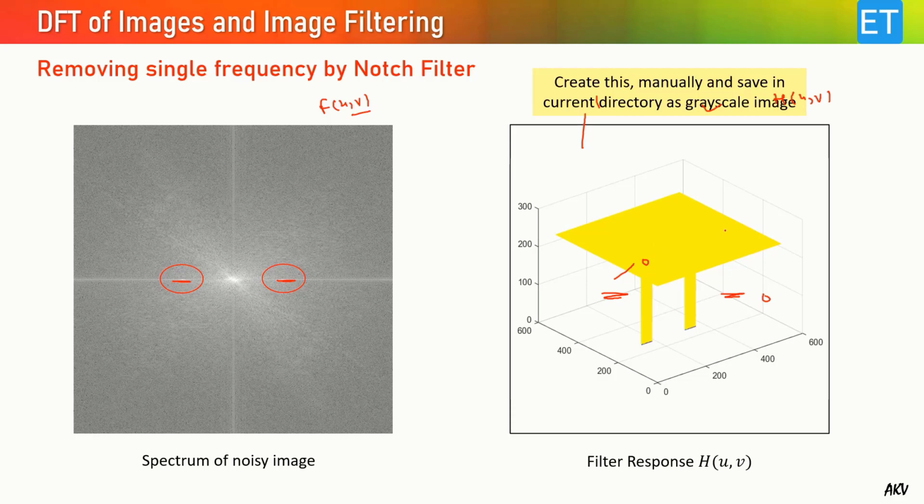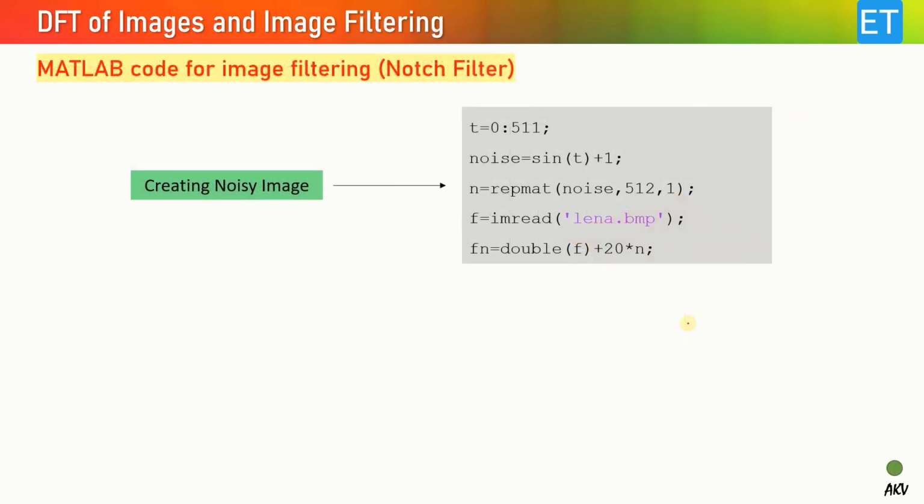So this is your H(u,v), and here you can see that all frequencies will be multiplied with a 1 except these frequencies which are multiplied by the 0. So they will be eliminated. So now let me come to the program.